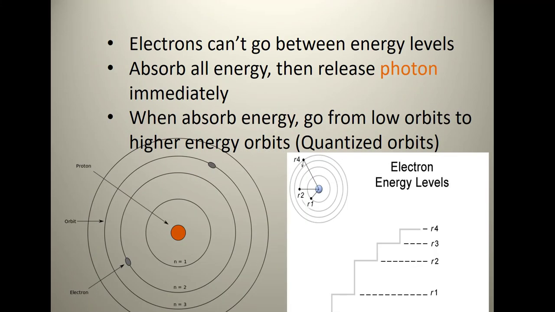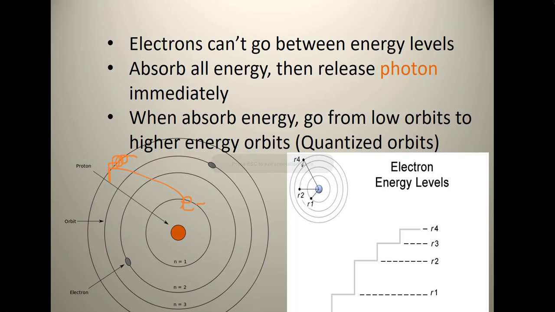So just to recap, electrons can't go in between energy levels. You'll only find them on the energy level. And when they absorb energy, so if I had an electron right here, it can jump up several energy levels, even all the way up to here. And again, it does not stay in that excited state for a long time.